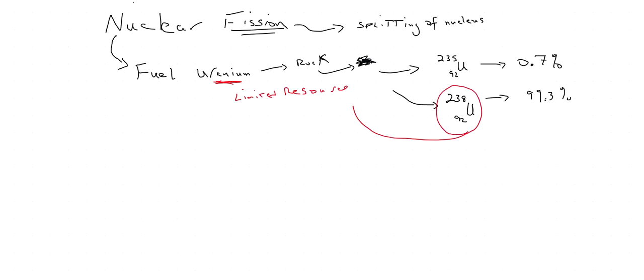And it turns out that this is not the isotope that we use. It's going to be this stuff, the 235, that is fissionable. So this is the stuff we're going to use to fission. Notice we can only use less than 1% of the uranium that we found in the ground. So it's very, very limited resource. So it will run out.